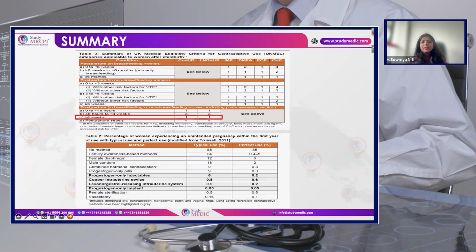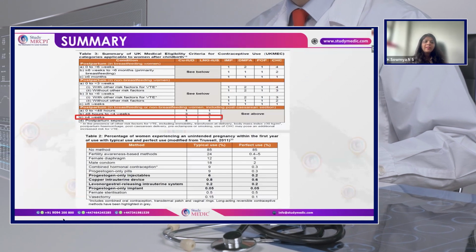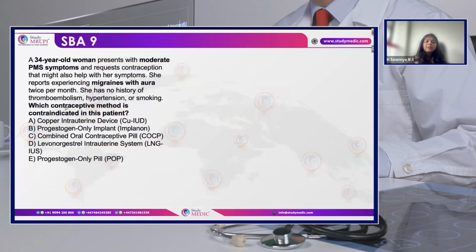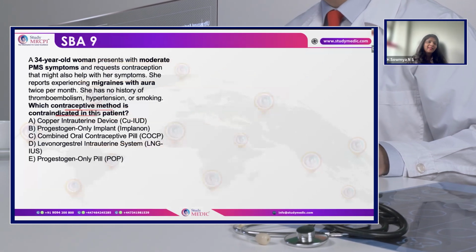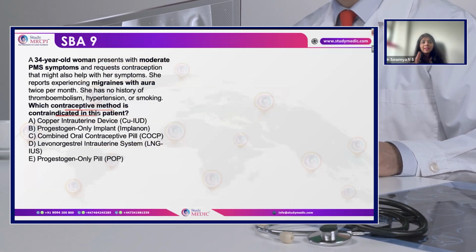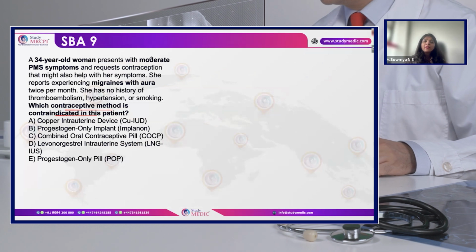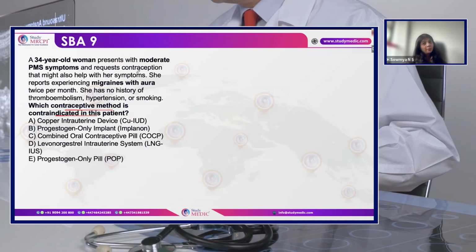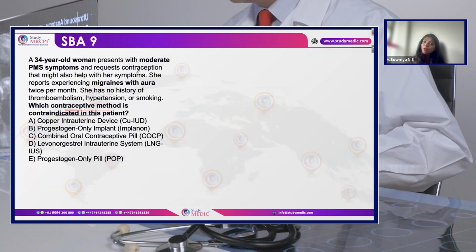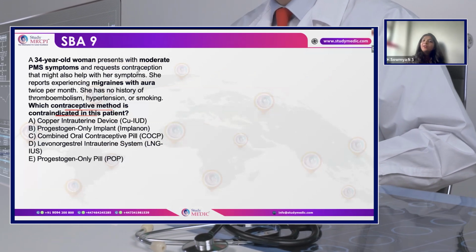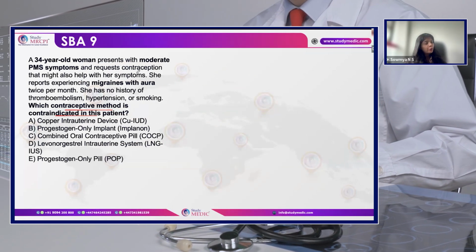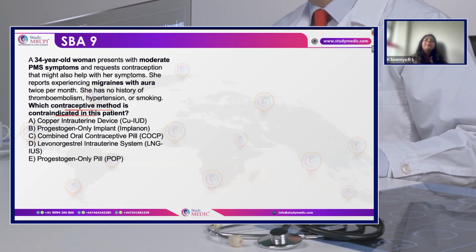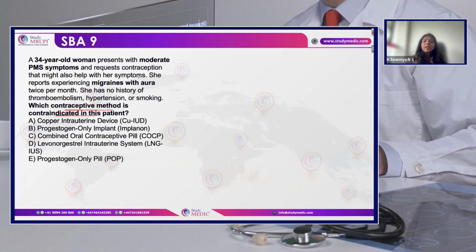And this is where my thinking comes from. More than or equal to 4 weeks, you can use copper IUCD or Mirena. The next one, which contraceptive method is contraindicated. I love contraindications because it's easier. See here what I've given. Moderate PMS symptoms. For PMS, you know that the new generation OCPs could be given. So they could also give you a lot of scenarios where you have to choose a treatment based on the UKMEC category. Let's see. Moderate PMS, requests a contraception that might also help her with symptoms.